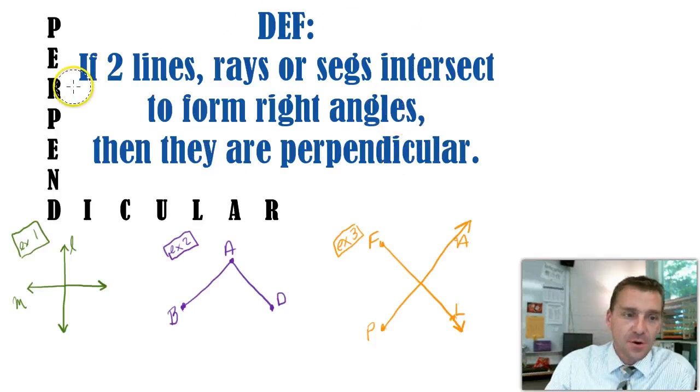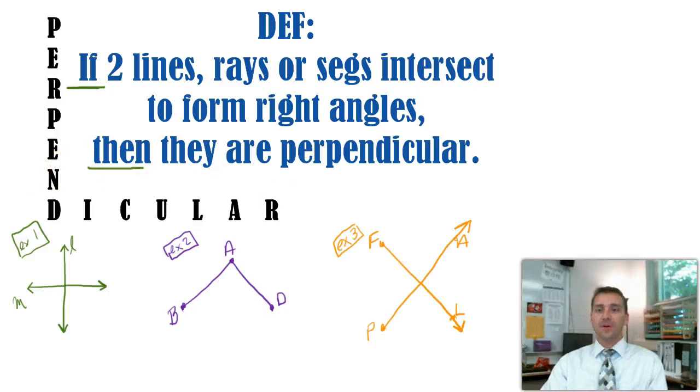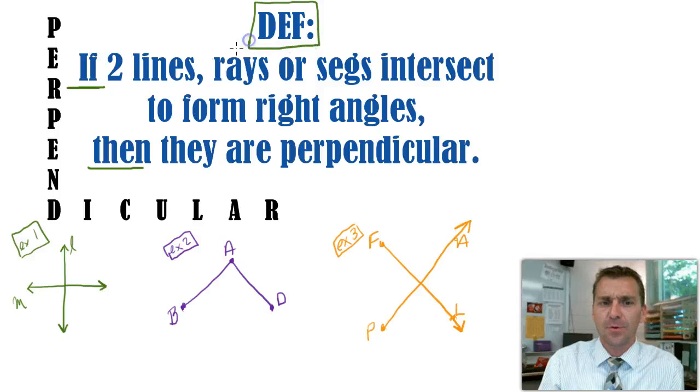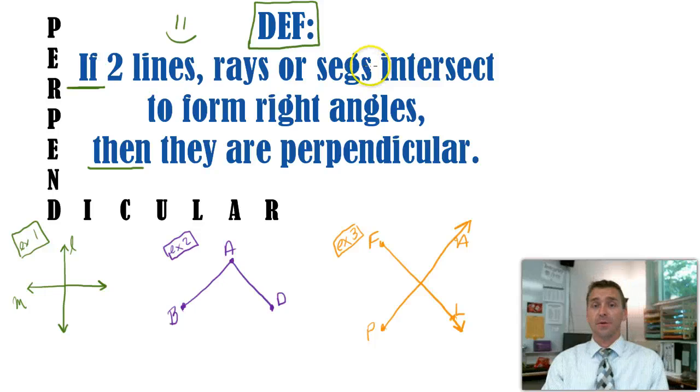Now what I did for you is notice this. I wrote it into a conditional statement form. If 2 lines, rays, or segments intersect to form right angles, then they are perpendicular. So that right there, ladies and gentlemen, oh look, it's a definition. And oh yes, if you're wondering, I wonder if I could use this in 2-column proofs. Absolutely you can, and we're going to here in a little bit.